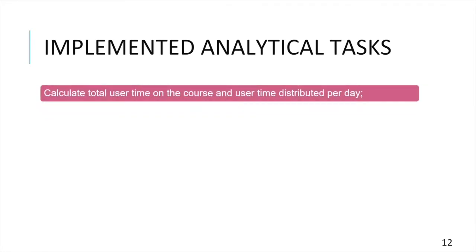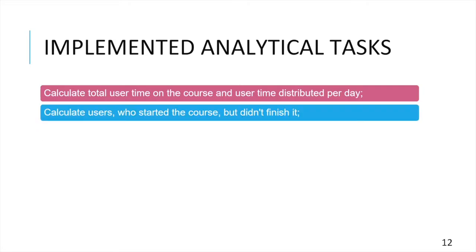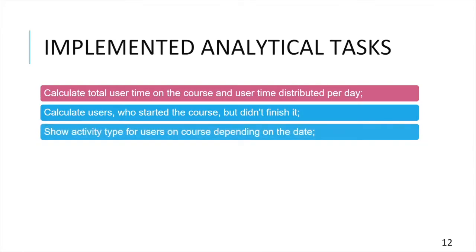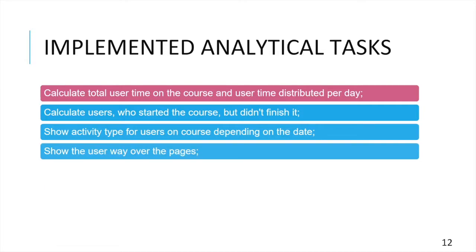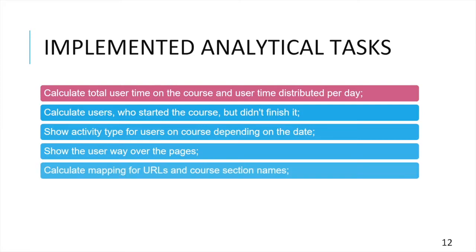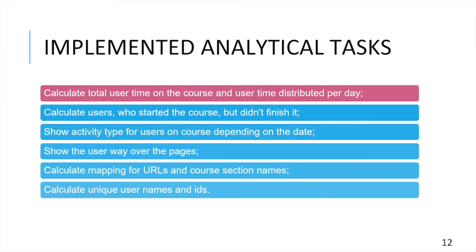Here you can see some analytical tasks which were implemented in the utility. So we can calculate total user time on the course and user time distributed per day. We can calculate users who started the course but didn't finish it. We can show activity type for users on a course depending on the date. We can show the user way over the pages. We can calculate mapping for URLs and course section names. And we can calculate unique usernames and their IDs.